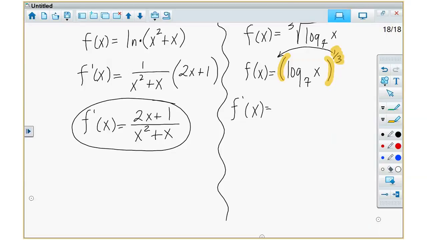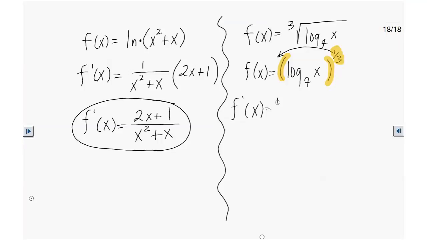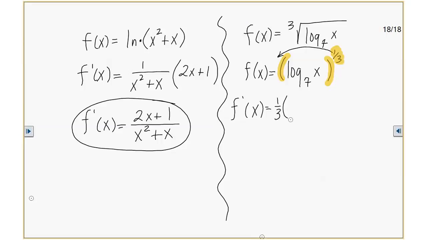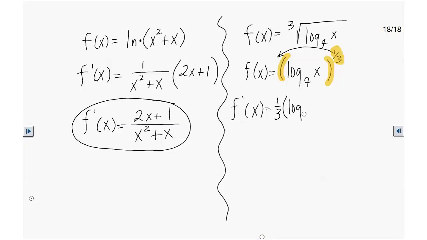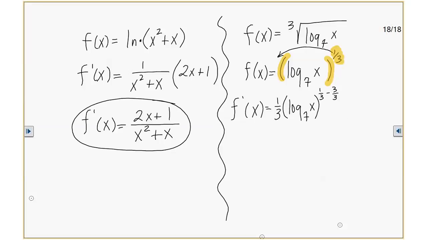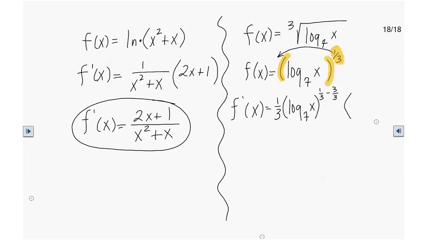But this is the chain rule with the logarithmic rule because you have to take the derivative of what's inside, which means the logarithmic rule exchange base. So that's going to be 1/3 parentheses log base 7 of x to the 1/3 minus what? 3/3. And now the derivative of what's inside.